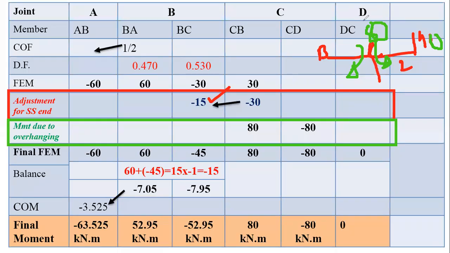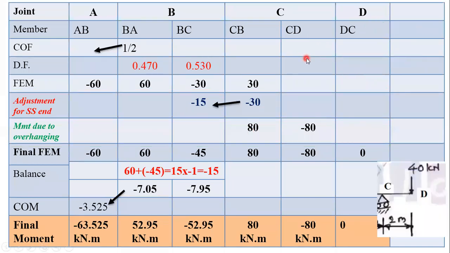Now consider plus 80 for CB and minus 80 for CD. Why? Because for CB, if you observe equal and opposite moment, the nature of moment will be clockwise, and for CD the nature of moment will be anti-clockwise. So that's why for CD it will be minus 80 and for CB it will be plus 80. This is the second correction or the second adjustment.